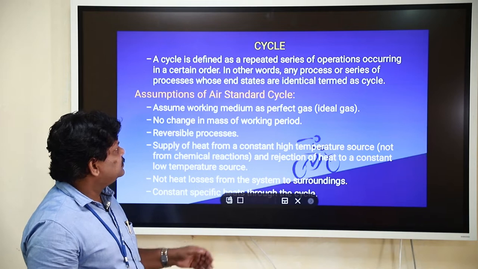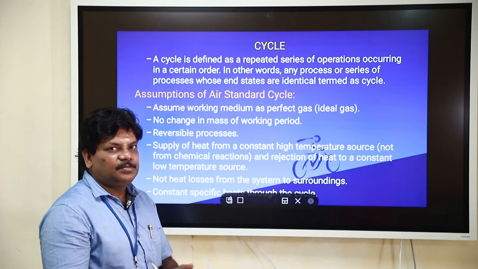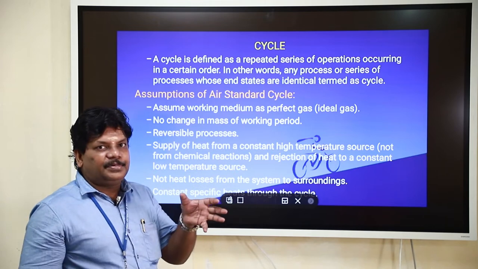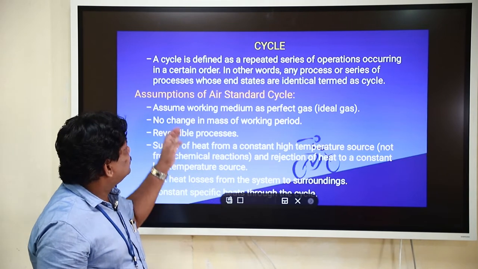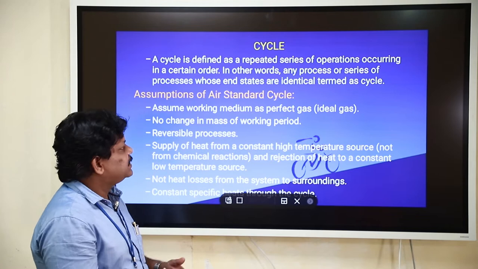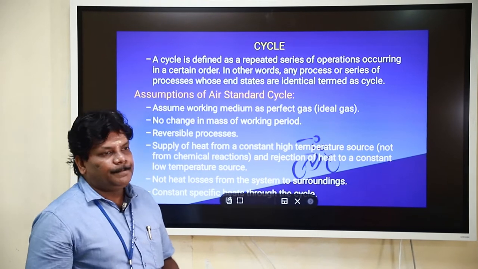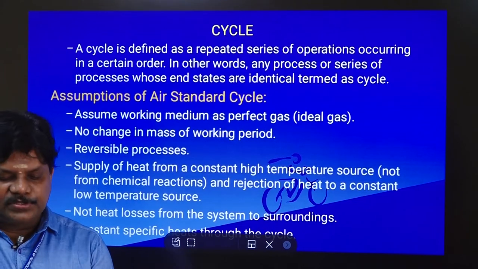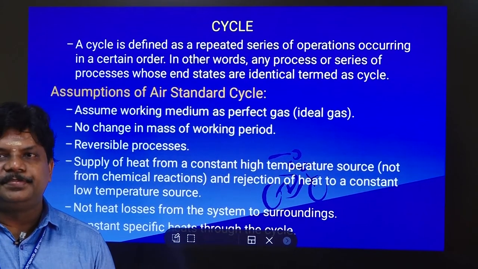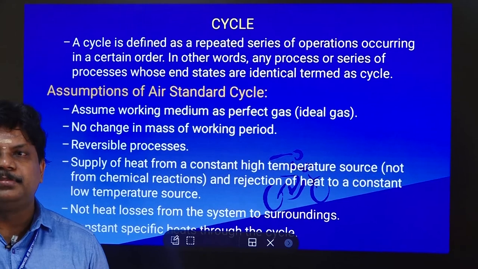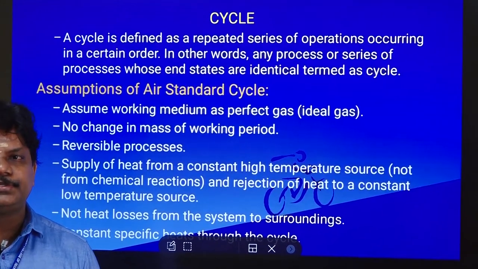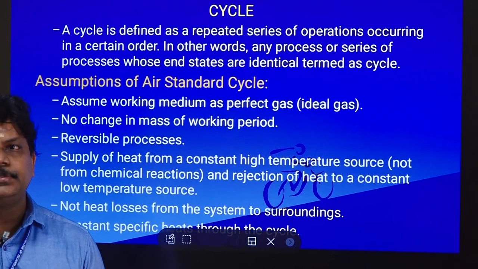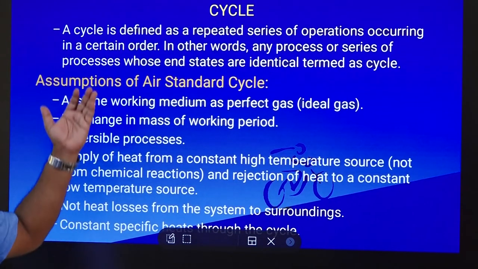A cycle, we know, is a repeated series of thermodynamic operations that occur in an appropriate order. For example, here you can see an isothermal process that we have studied in thermodynamics, then isentropic, then isochoric, isobaric. All these processes occur in series and produce some useful work. So that is called a cycle.